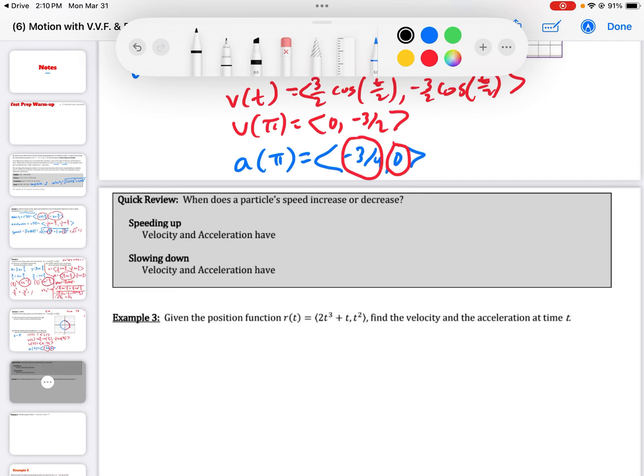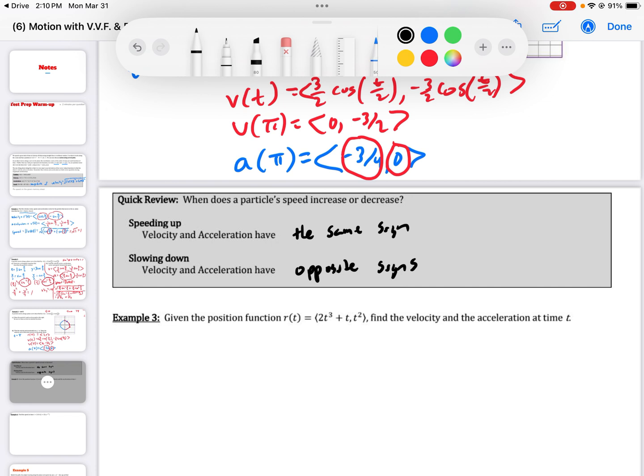All right, so we're going to quickly review how we told if a particle was speeding up and slowing down. If it's speeding up, that's a little bit different from velocity increasing and velocity decreasing. Speeding up happens when velocity and acceleration have the same sign. The particle is slowing down if velocity and acceleration have opposite signs. Again, that's different from the velocity increasing, velocity decreasing.